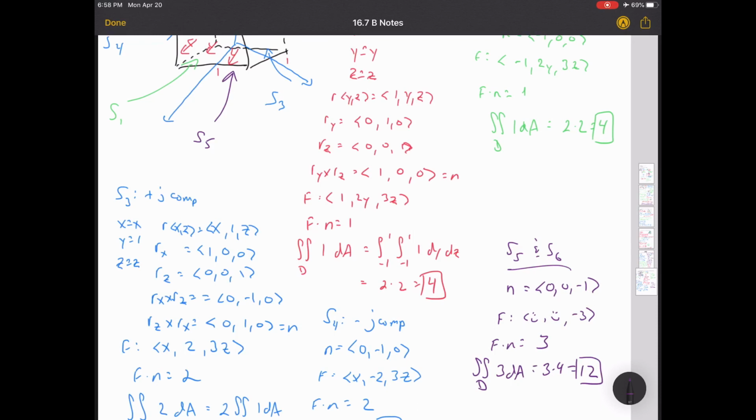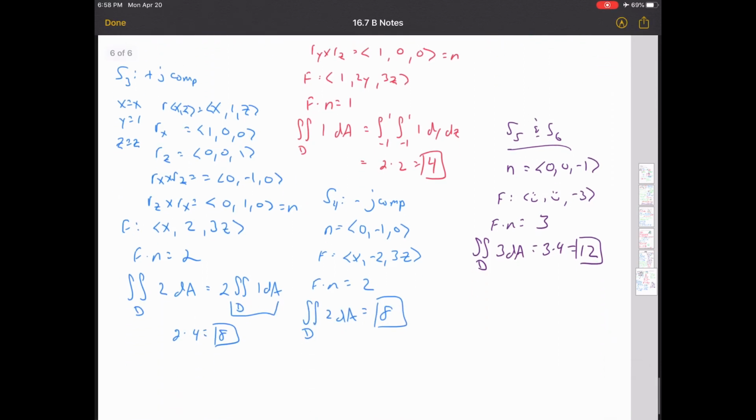And you're going to get exactly the same thing when you do S sub 6. The only difference is the normal vector is going to be +1, and your z component is going to be +3 in your force. So you're also going to get 12 for that one. So what we ultimately get is 4 plus 4 plus 8 plus 8 plus 12 plus 12, or what is that, 24, 16, 48. So you get a flux of 48.